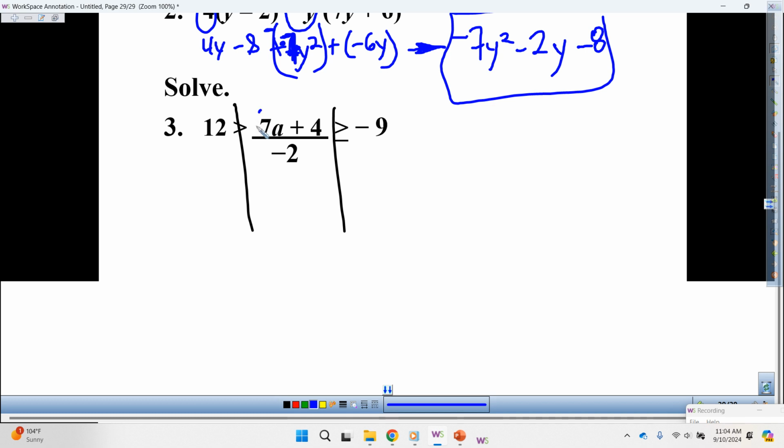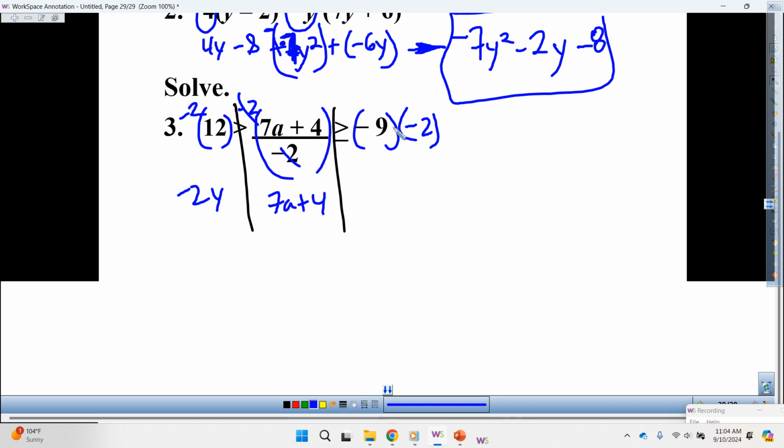-2. So multiply everything times -2 times -2 times -2. So that gives us -24. This gives us 7a plus 4. And this gives us 18. And what happens? Yeah, flip the symbols. That is correct. Continue, Sean. Go.